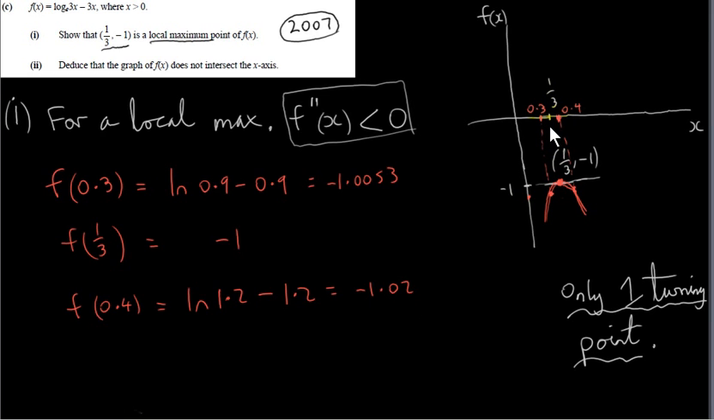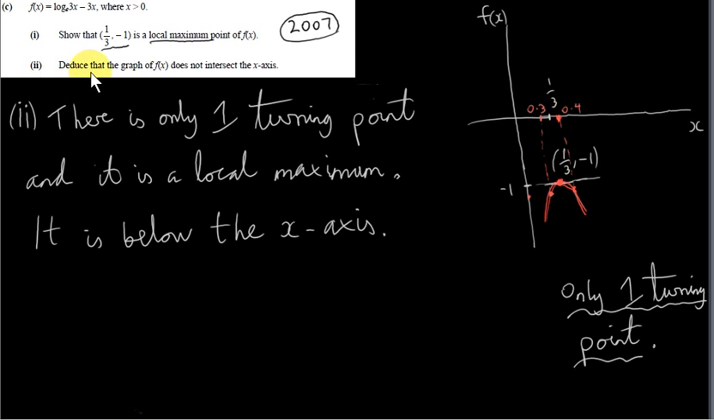In part 2, we want to deduce that the graph of f of x does not intersect the x-axis. Well, we have a local max. We know that there's only one turning point. This is it. This turning point is below the x-axis. So it's a turning point that's below the x-axis and it's a local max. So the curve must continue on going down like this, decreasing for values of x less than 1/3 and values of x greater than 1/3.